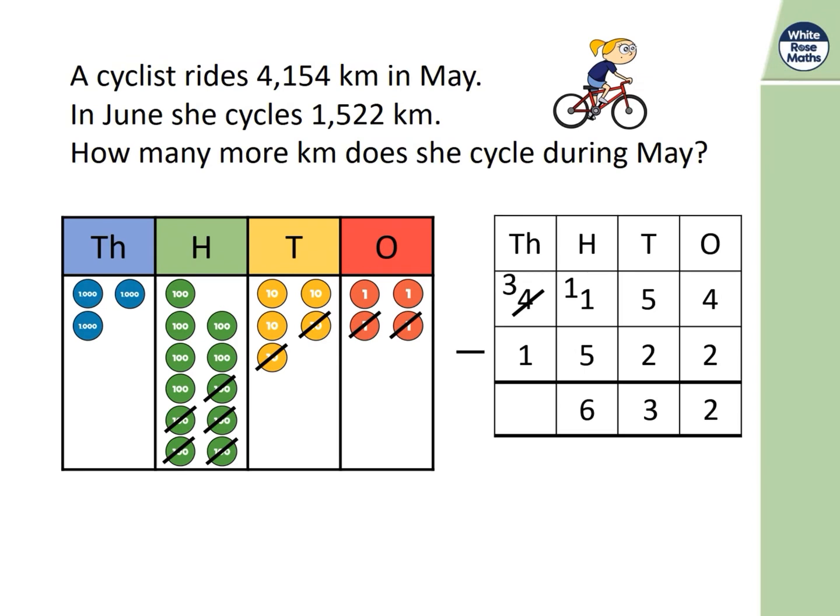Now look at our thousands column. 3,000 subtract 1,000 is equal to 2,000. So the cyclist cycles 2,632 kilometres further during May. So this is what we're learning about today. We're subtracting 4-digit numbers where there's one exchange.